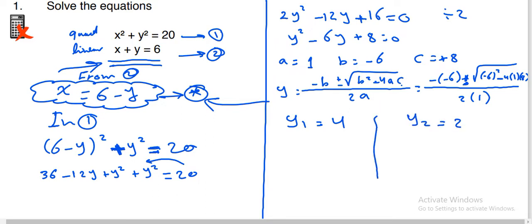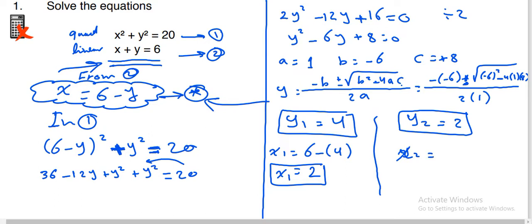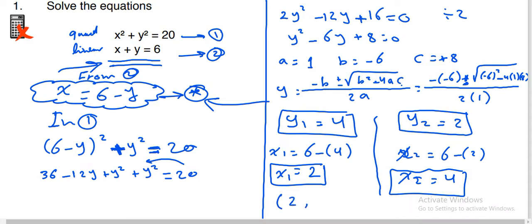Here we have two values for y, so we'll get two values for x. We have to substitute by each value, not only one, unless they put a condition on the value of y. So x1 will be 6 minus the value of y1, equals 2. This is x1. Here x2 equals 6 minus 2, so x2 equals 4. So we have two solutions, either 2 and 4 as ordered pairs, x and y, or 4 and 2. And this is the final answer.